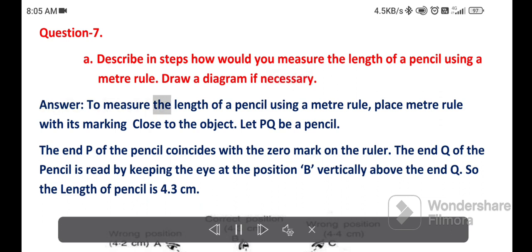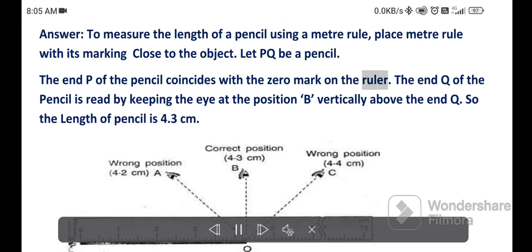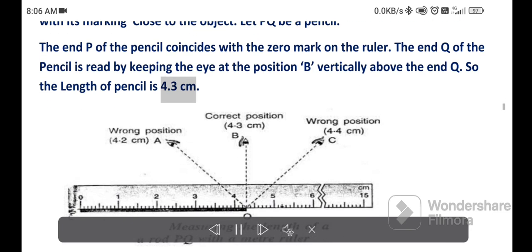Answer. To measure the length of a pencil using a meter rule, place the meter rule with its marking close to the object. Let PQ be a pencil. The end P of the pencil coincides with the 0 mark on the ruler. The end Q of the pencil is read by keeping the eye at the position B vertically above the end Q. So the length of pencil is 4.3 centimeters.